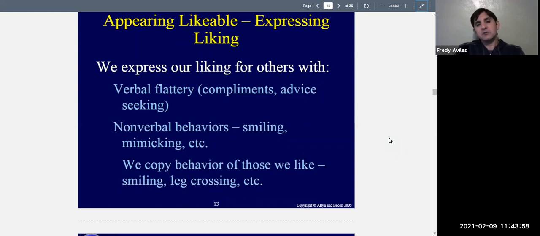We copy the behavior of those we like, right? Smiling, leg crossing, like I said, right? That's another way to get people to like you, okay? So if you want people to like you, say nice things about them and smile at them, act like them, look like them, right? Because that's what happens. A lot of people actually end up being friends or end up being together even romantically because they are similar.